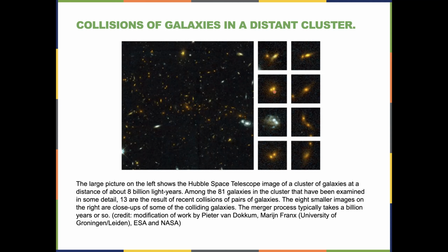Now there are 8 smaller images on the right hand side right here. They are close-ups of some of these colliding galaxies, right? So you can clearly see that there are two galaxies that come close by, and that's why you have two bright dots in each galaxy. So they are in the process of collision. Those are the evidences that we have to tell that galaxies are interacting with each other, and this interaction process is more common in the earlier universe than now.